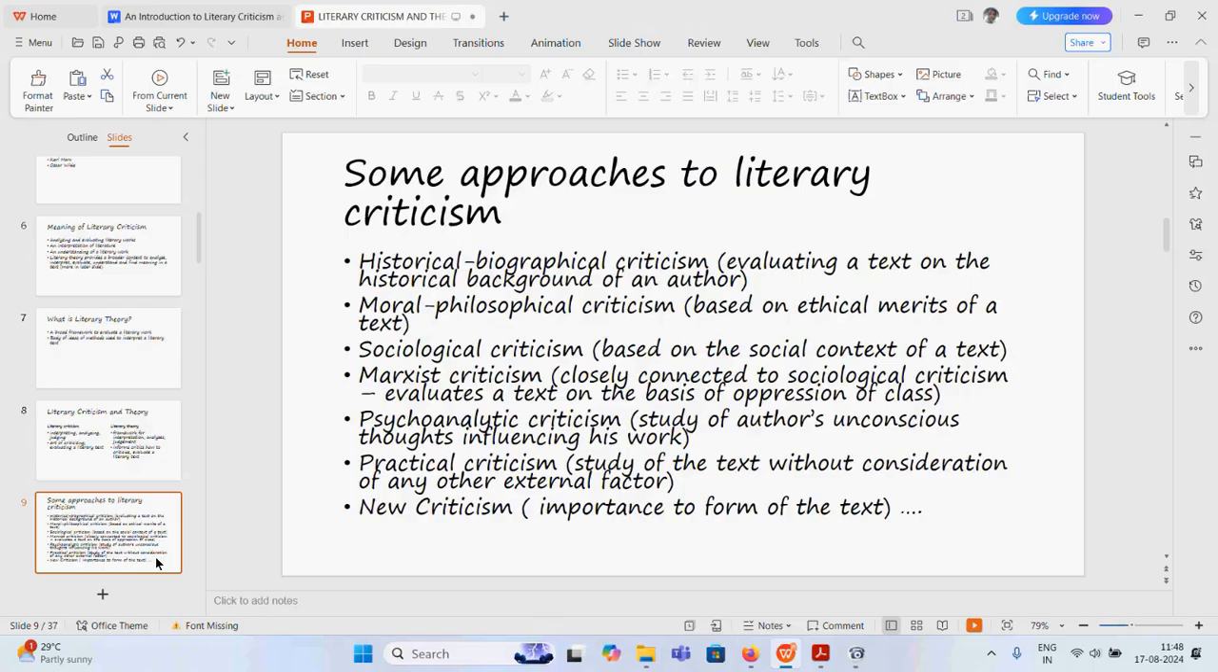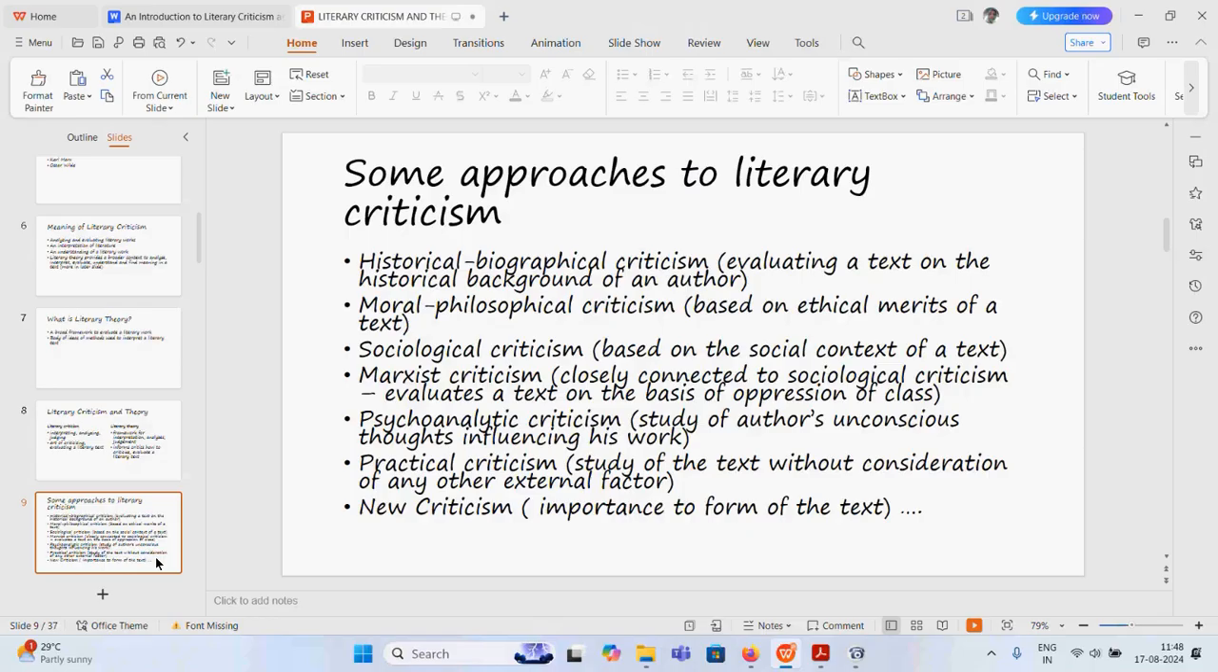Psychoanalytic criticism, as the word tells us, is a study of the author's unconscious thoughts influencing his work. Suppose we are reading a work like D.H. Lawrence's Sons and Lovers or Rainbow. A psychoanalytic study of Sons and Lovers will bring forth fruitful results.